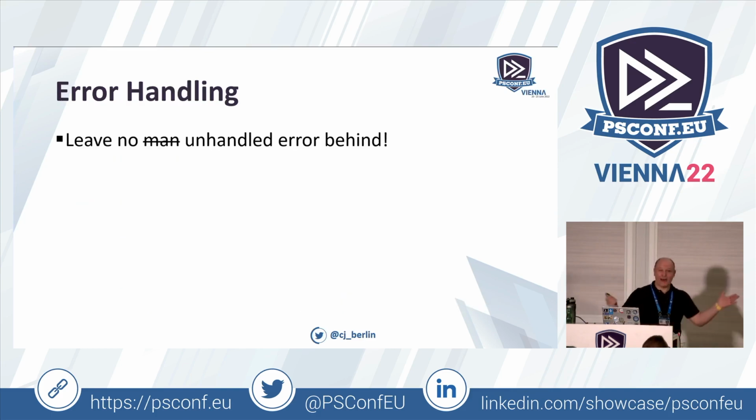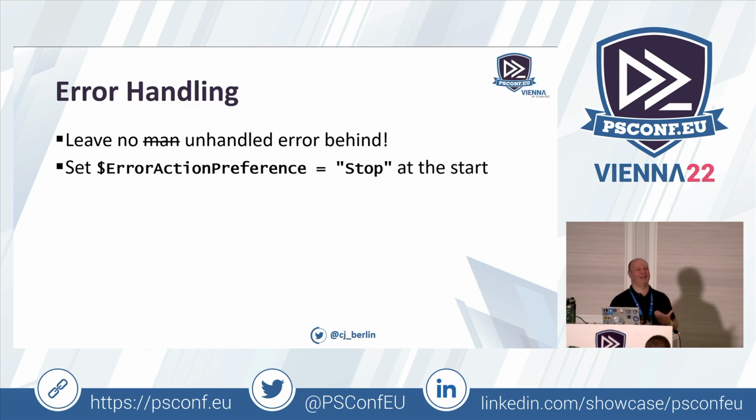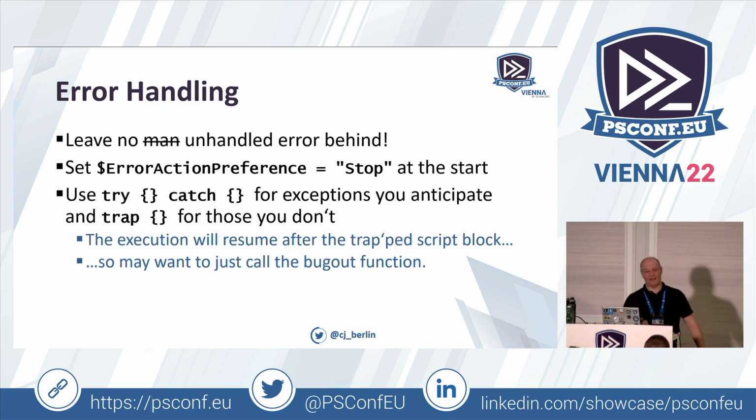Error handling. No unhandled errors in scripts that run unattended, because no matter if you color your error output red or green, nobody will ever see that. Right? So every error needs to be handled. How do you achieve that? You set the error action preference to stop in the very first line. And then you use try-catch clauses for any exceptions that you anticipate.